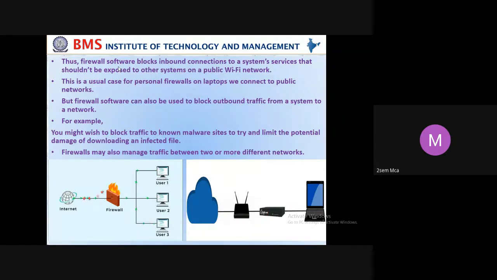For example, you might wish to block traffic to known malware sites to limit the potential damage of downloading an infected file. For example, porn sites. Nowadays in India, porn sites are banned, though 3 months before you might have been able to access them. Usually porn sites contain malware or infected files, viruses or Trojan horses. So if you download infected files, while downloading itself, the firewall is going to notify you: don't download this one, this is a suspicious file.